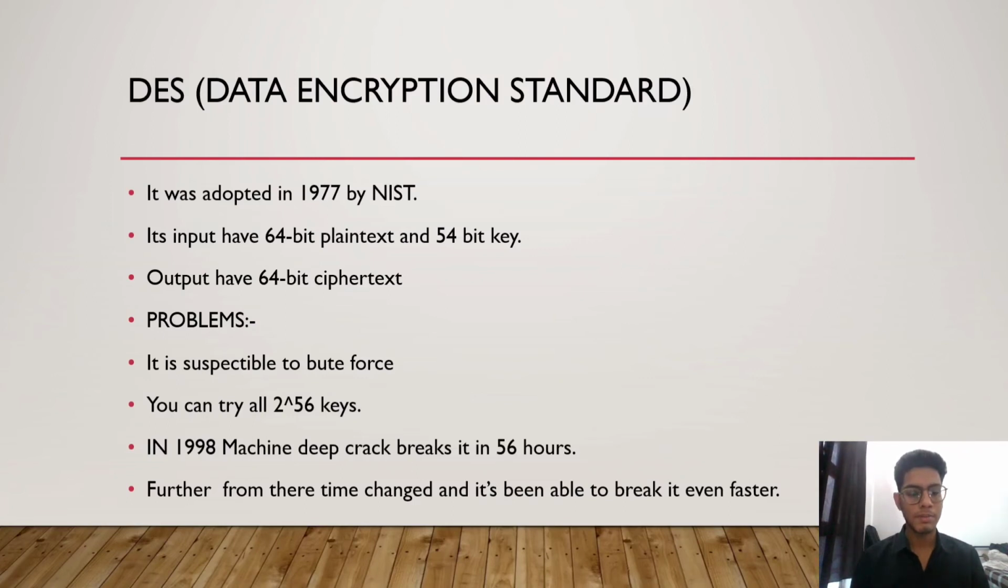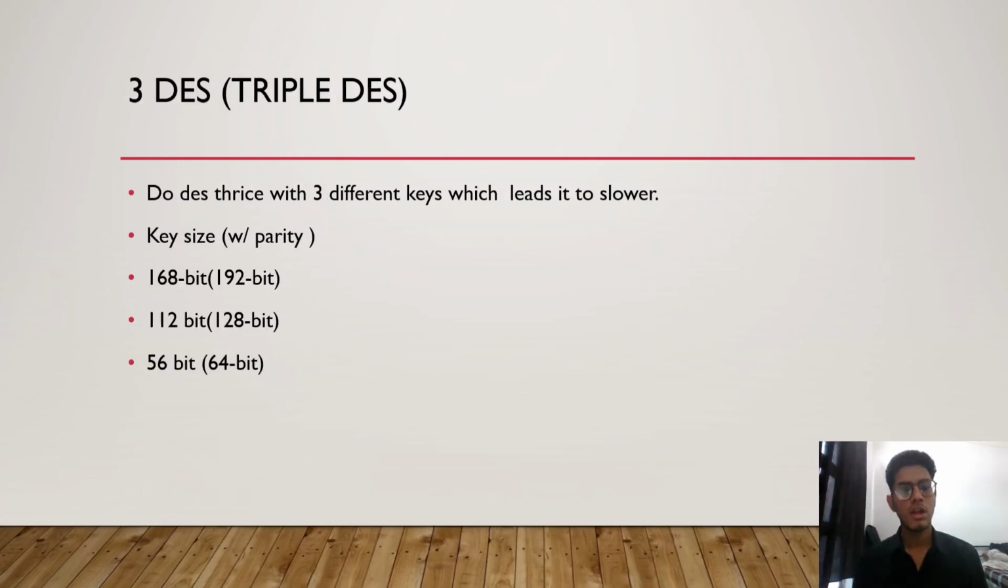So what are the problems encountered? The problem is that it is susceptible to brute force, since you can try all 2 to the power 56 keys. Now the advanced form of DES is triple DES. Here we have to do it thrice with 3 different keys, which makes encryption and decryption slower. So its key size is 168 bit, 112 bit and 56 bits.